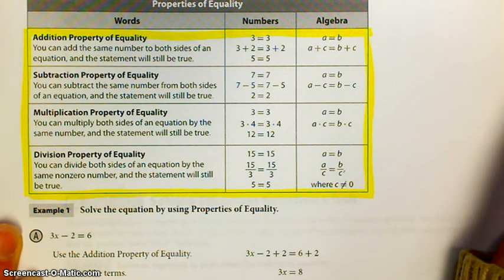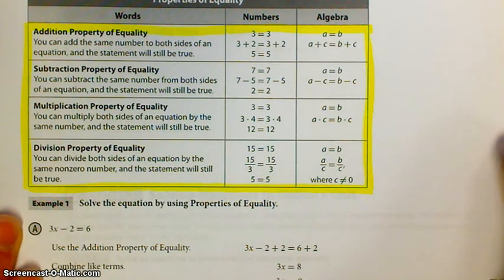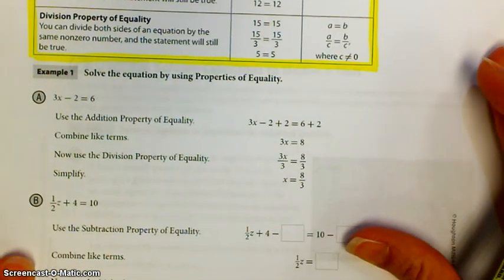So if it said plus 7 and you need to move the 7, then you're going to do the opposite, which is minus 7. So you do the opposite to move, but the other rule is that whatever you do to one side of the equation, you have to do the same thing to the other side. So just keep those in mind.